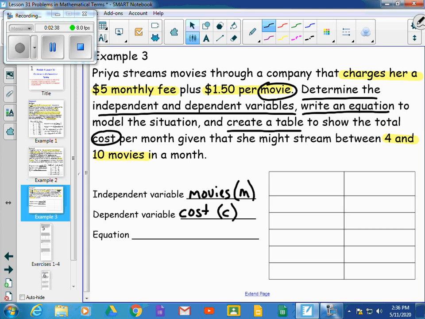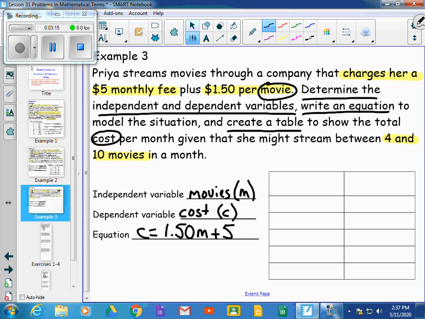Now, if I'm going to write an equation, I'm going to put the dependent variable first. C equals. And mathematically, I'm going to do something to the independent variable, to the M. Since Priya is being charged $1.50 per movie, we can say that it's $1.50 times M. But also remember, there's a one-time $5 fee. So we're going to say plus 5.